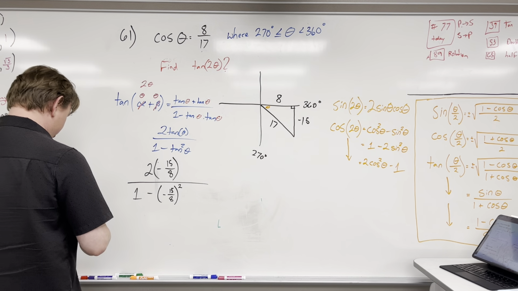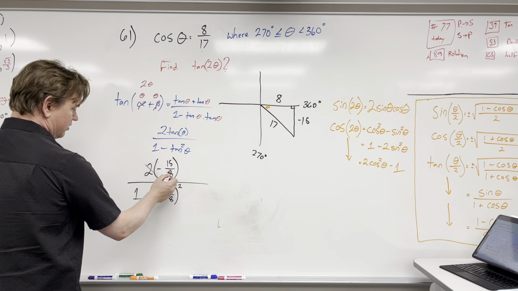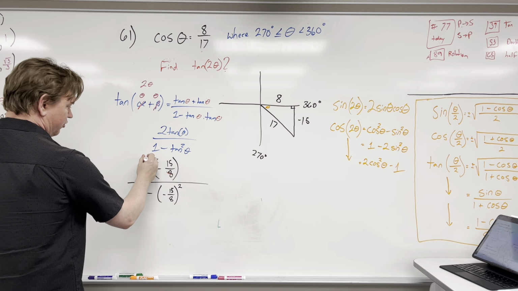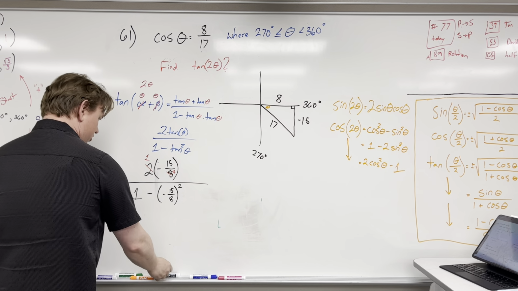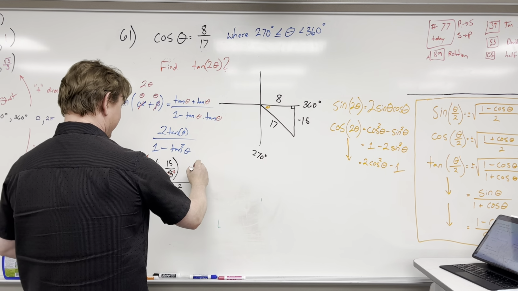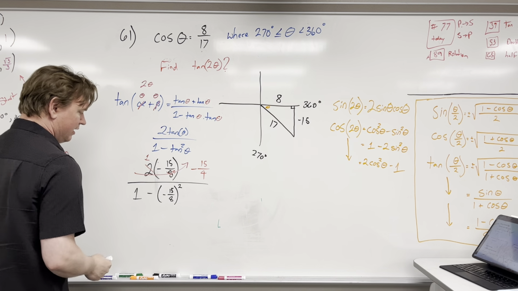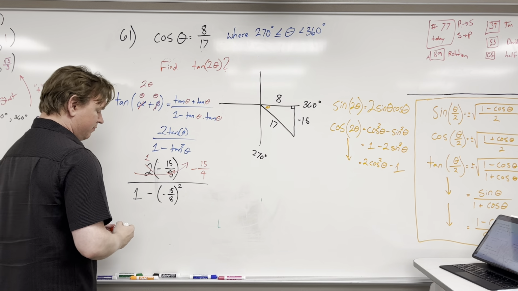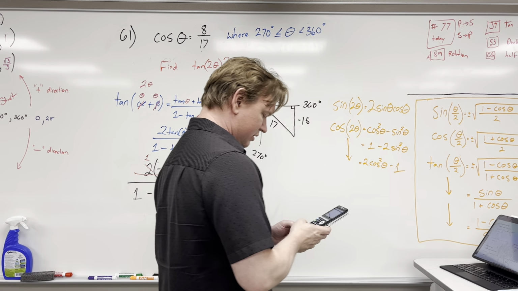So you can reduce the 2 and the 8, and that'll give you just a 1 and a 4, right? So then on the top we end up having this negative 15 over 4. I'm going to cross all this out, and it goes to that guy. Okay, and then on the bottom, I don't even know what 15 squared is.